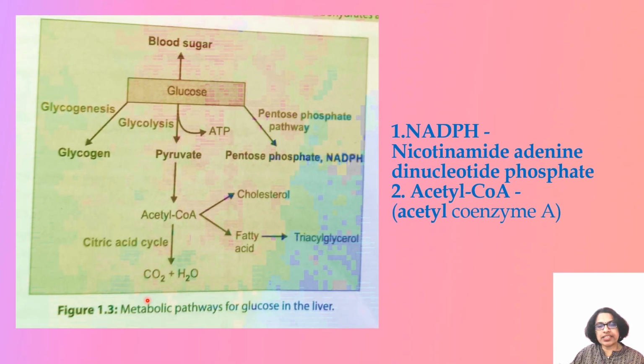Here we can also see the metabolic pathways of glucose in the liver. Blood sugar glucose goes for glycogen, and is converted to pentose phosphate and NADPH, and with the help of acetyl coenzyme A gives carbon dioxide and water. NADPH indicates nicotinamide adenine dinucleotide phosphate.